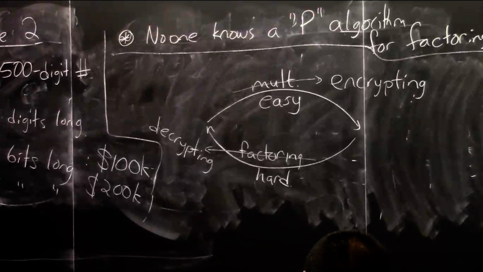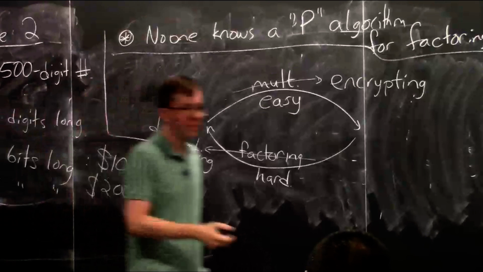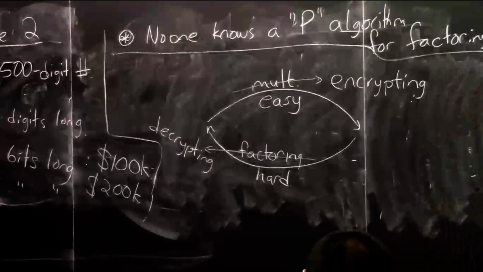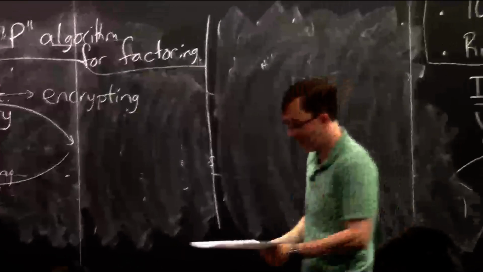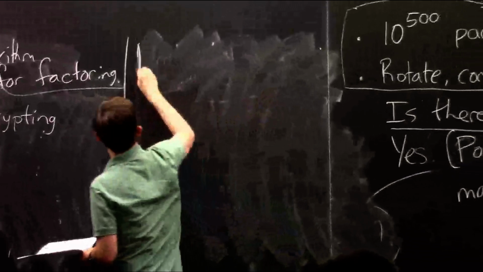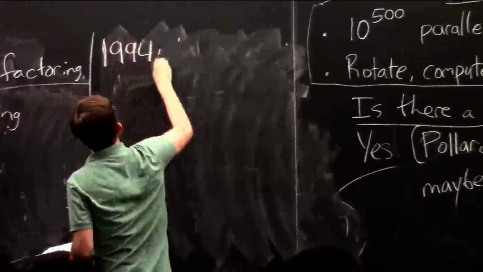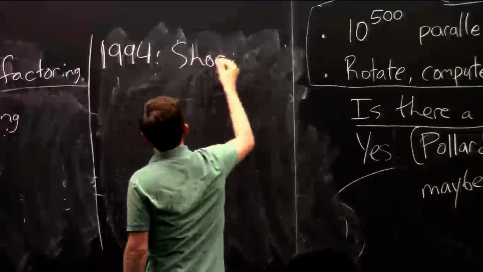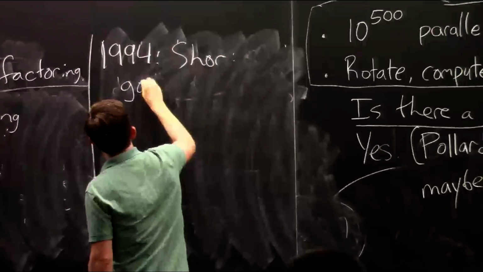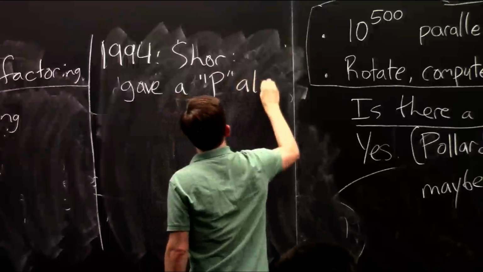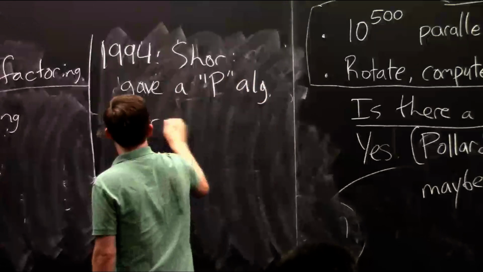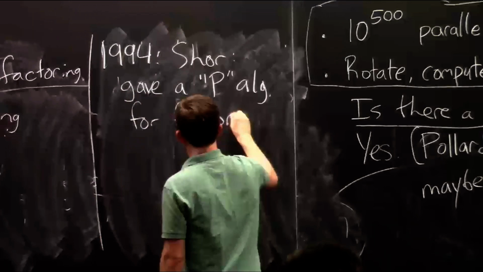Well, remember this is a course about quantum computation, and I guess almost all of you know what the punchline of this long story is. Which is that in 1994, a person called Peter Shor gave a P algorithm for factoring on a quantum computer.